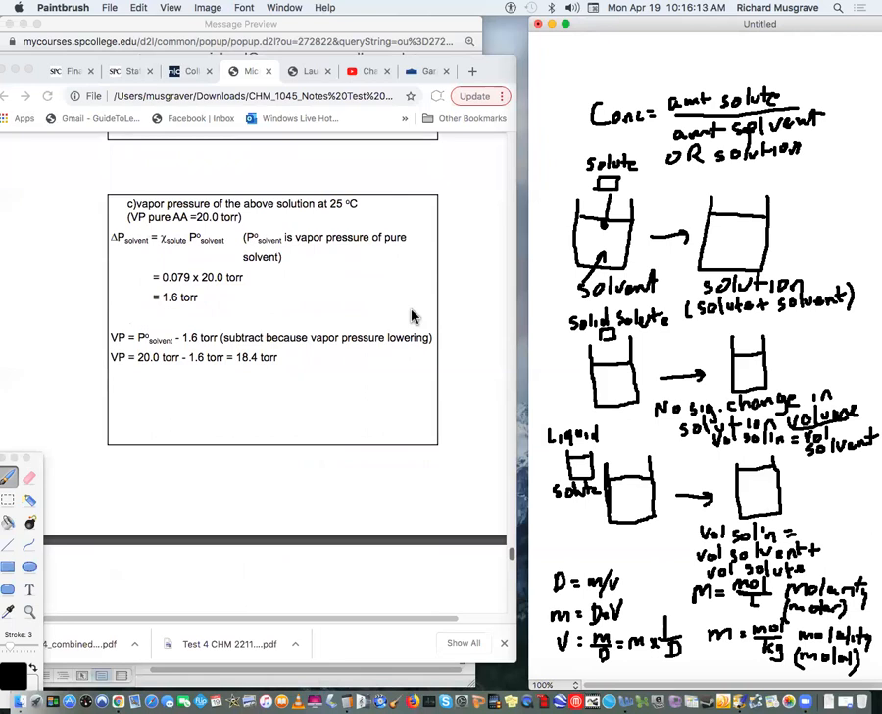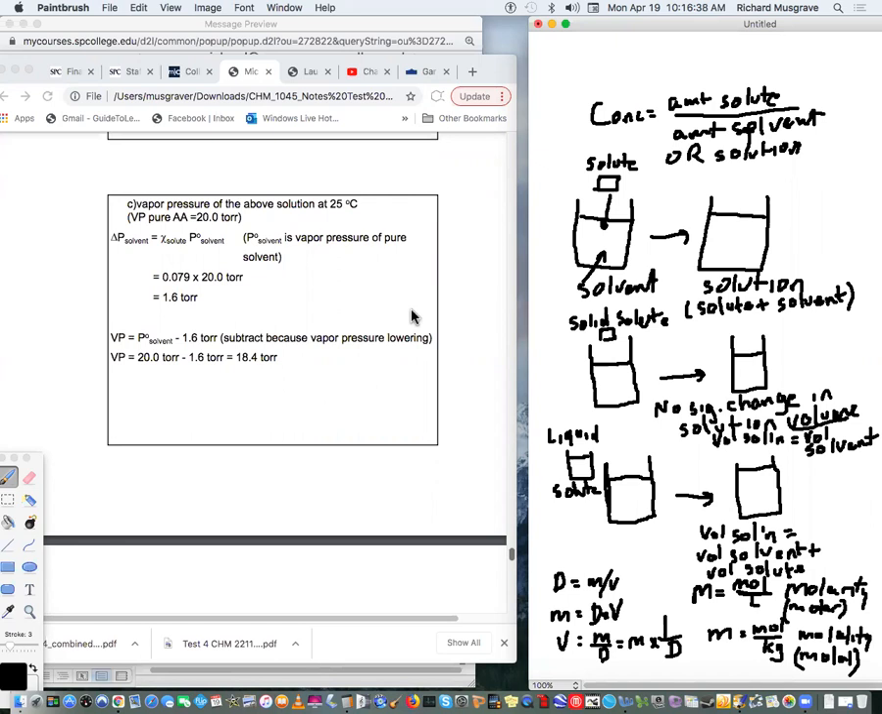Now, vapor pressure lowering. Now, these formulas, you don't have to memorize them. They're actually given to you in the test. So this one is about vapor pressure lowering, and delta P solvent represents the change in the vapor pressure of the solvent. And it's going to be the mole fraction of solute multiplied by the P naught of the solvent.